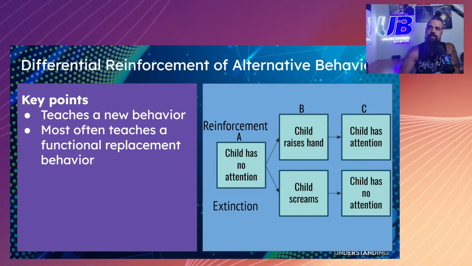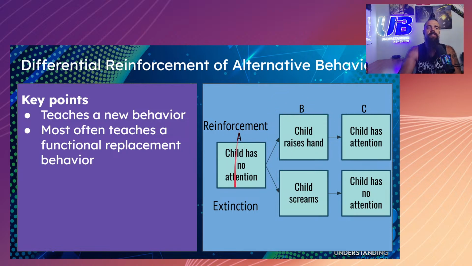Good. So yeah, generally when we're talking about functional replacement behaviors, we're talking about behaviors that result in the same consequence or have the same kind of reinforcer. So for example here, if we have the child screaming previously resulted in attention, then what we would do for DRA is that we're going to teach a new behavior that results in attention. So for example, we might teach raising their hand.